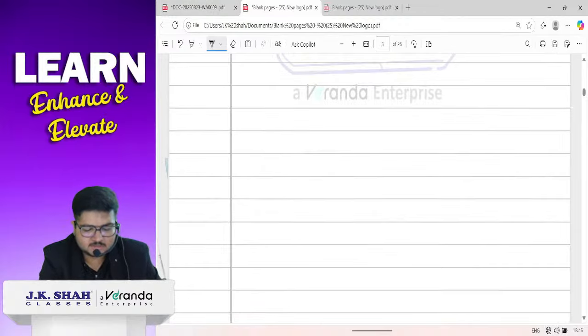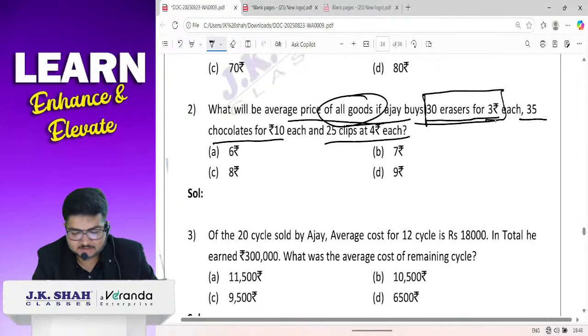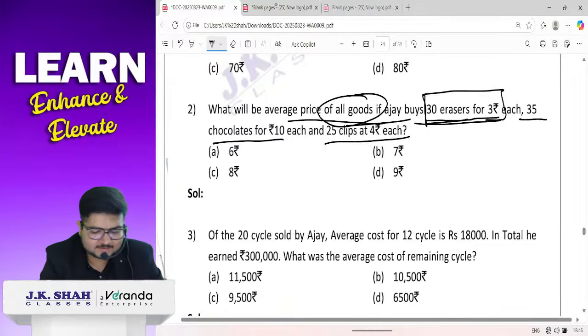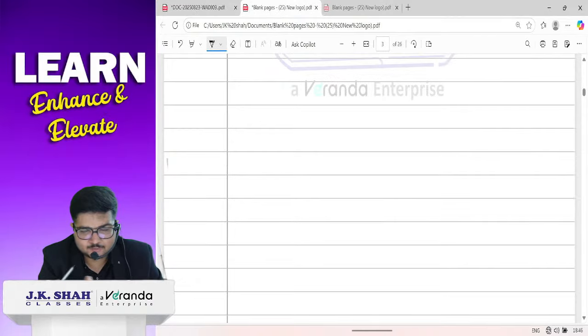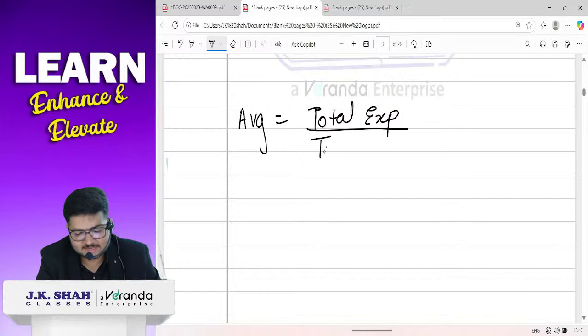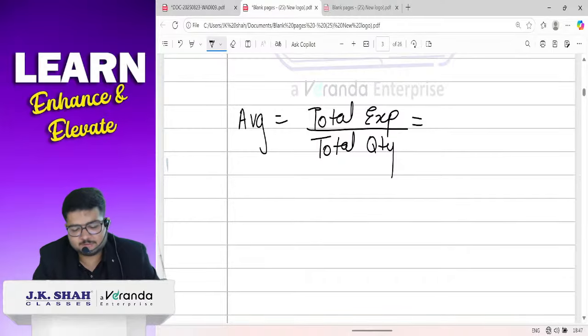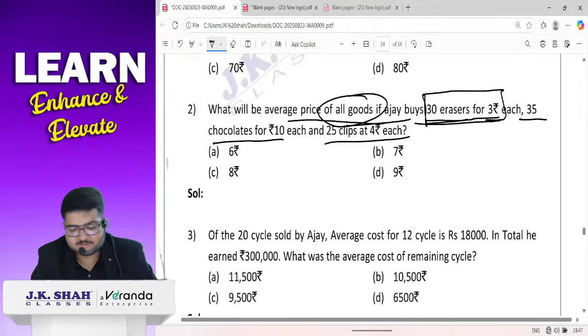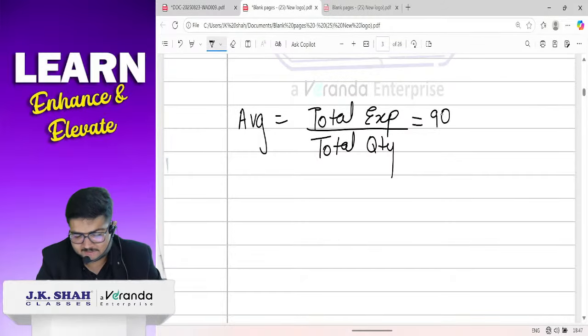So what is the total amount he spent on erasers? He bought 3 rupees ka 30 erasers. Now how am I going to find the average of all goods? I am going to find it by adding all the expenditure, that means total expenses divided by total quantity. How can I find total expenditure? First of all, tell me, what is the total expenditure on erasers only? It is 90 rupees. 3 into 30 will be 90. So I will first take 90.